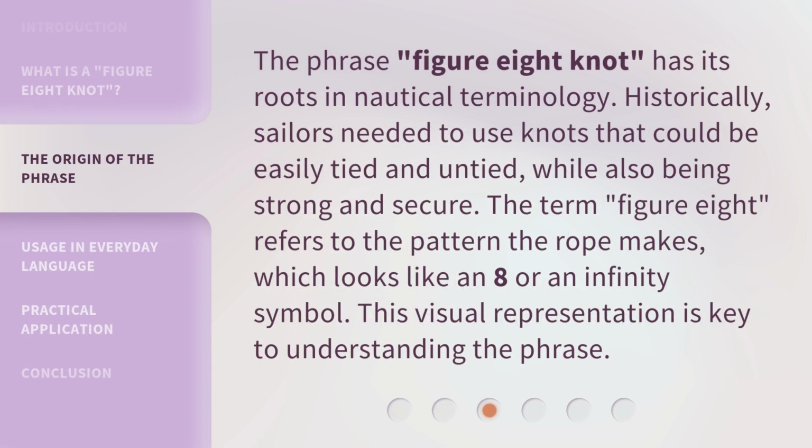The phrase, Figure 8 knot, has its roots in nautical terminology. Historically, sailors needed to use knots that could be easily tied and untied, while also being strong and secure. The term, Figure 8, refers to the pattern the rope makes, which looks like an 8 or an infinity symbol. This visual representation is key to understanding the phrase.